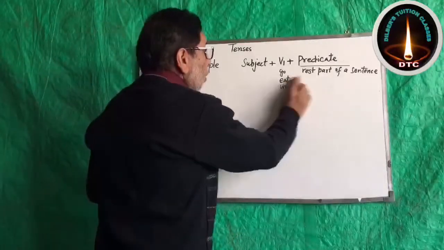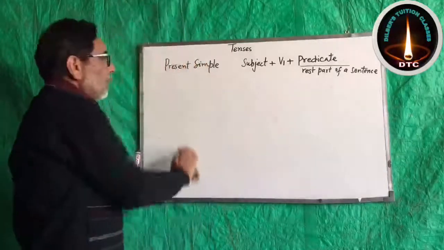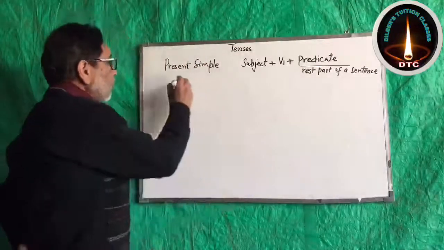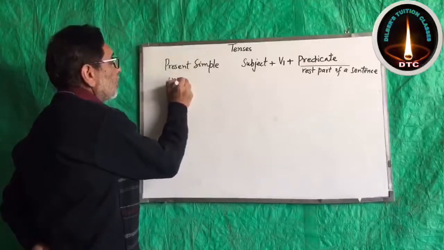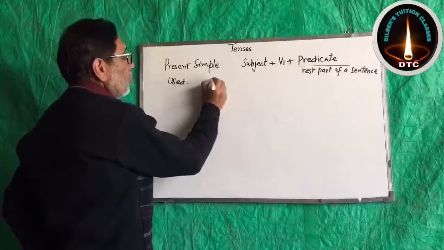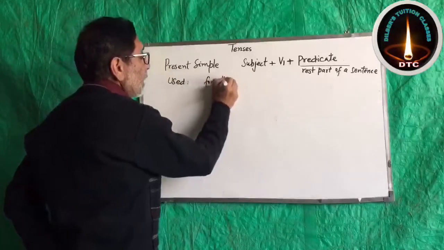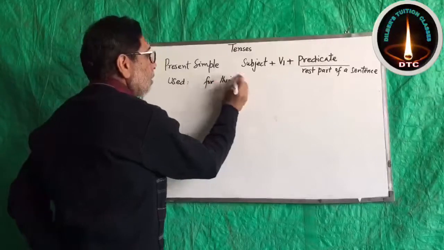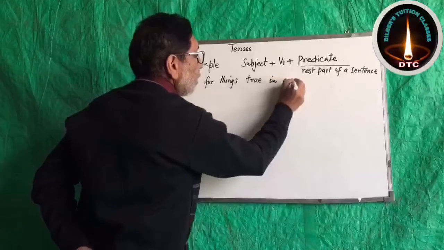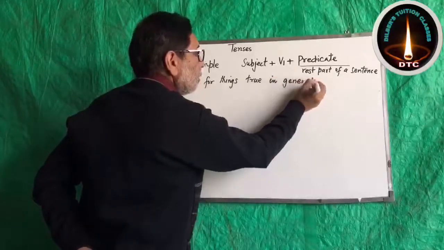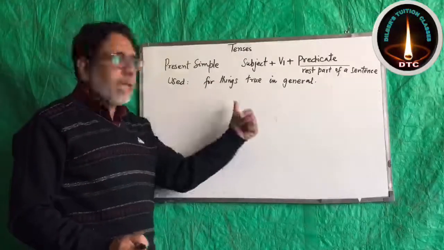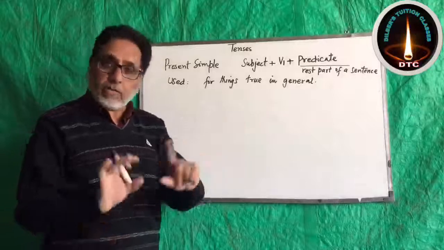Now, how can we know which is a present simple tense? You must remember this. Present simple tense is used for things that are true in general. First of all, present simple is used for things that are true in general. What is true in general?